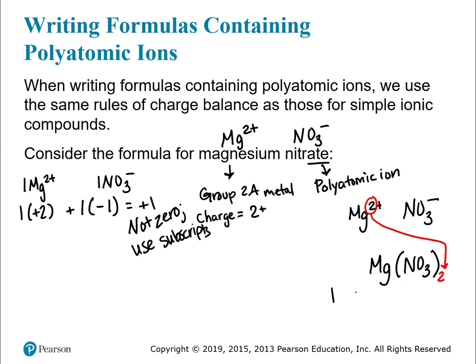I've got 1 magnesium ion, which has a charge of positive 2. I've got 2 nitrate ions, and they each have a charge of negative 1. That gives me a 0 for my overall charge, so I know my formula is correct.